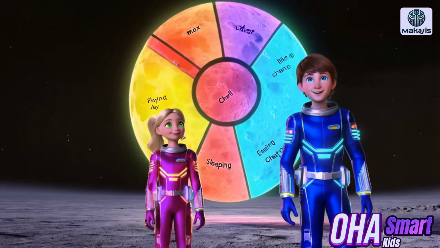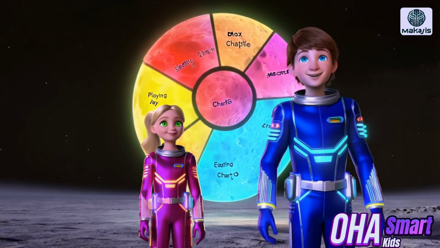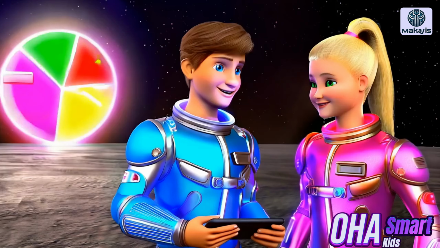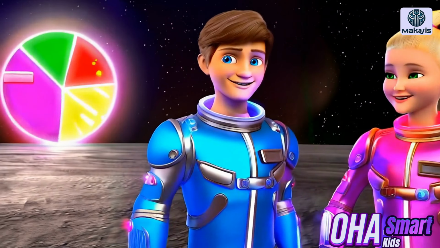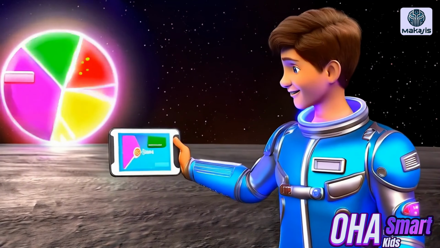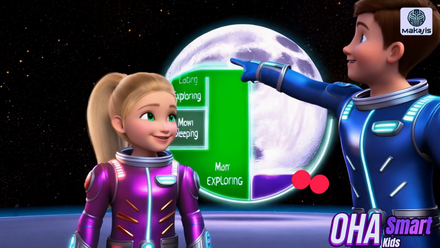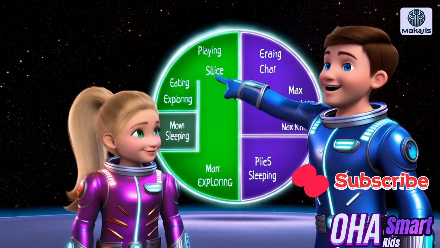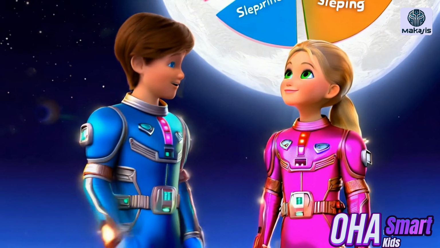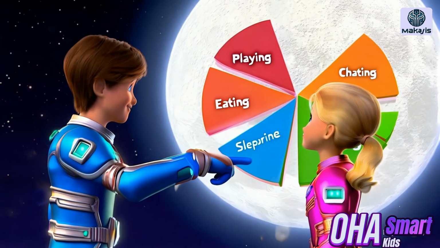The moon is glowing even brighter now. Wow, look at all the new slices. Everything's there. Let's add a slice for our space adventure activities. Yes, I can't wait to see it on the chart. We've spent a lot of time exploring. Look, the chart shows everything we've done. Our whole day is there on the pie chart. It's so cool to see everything we've done.